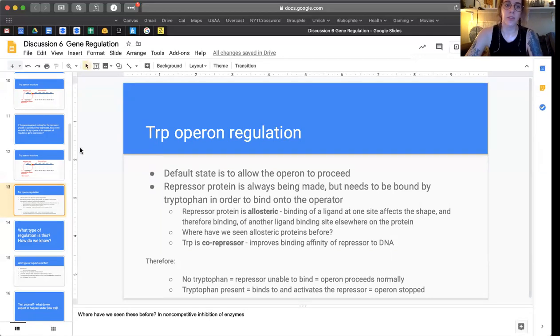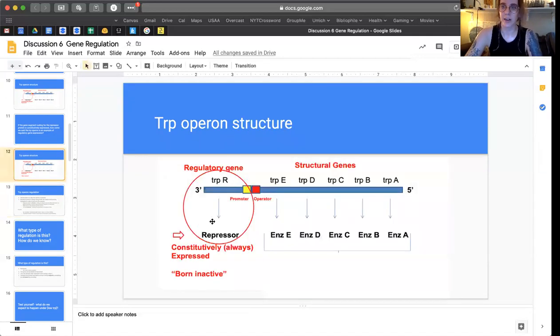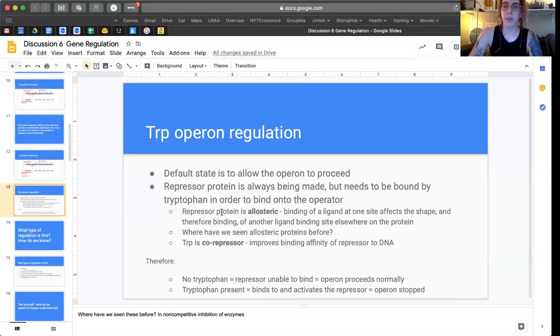So this repressor protein is an allosteric protein. Hopefully the word allosteric reminds you of non-competitive inhibition of enzymes, which we talked about before. And we remember in that scenario, this is when another substrate binds elsewhere other than the active site on an enzyme, and it causes the active site to no longer be functional for whatever reaction the enzyme is used for.